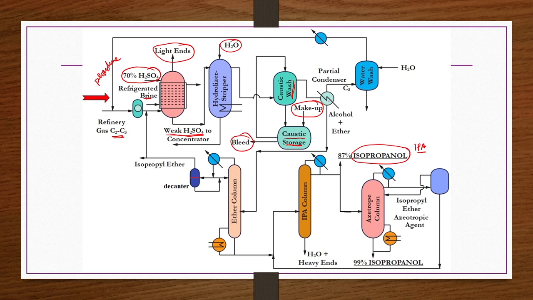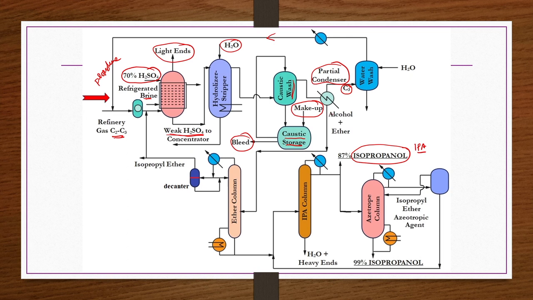After caustic wash, the products are passed through a partial condenser, where non-condensable olefins like propylene, etc., whatever are there, they will be water washed and then recycled back to the reactor along with the refinery C2, C3 gases, so that further conversion of this propylene can take place, right.